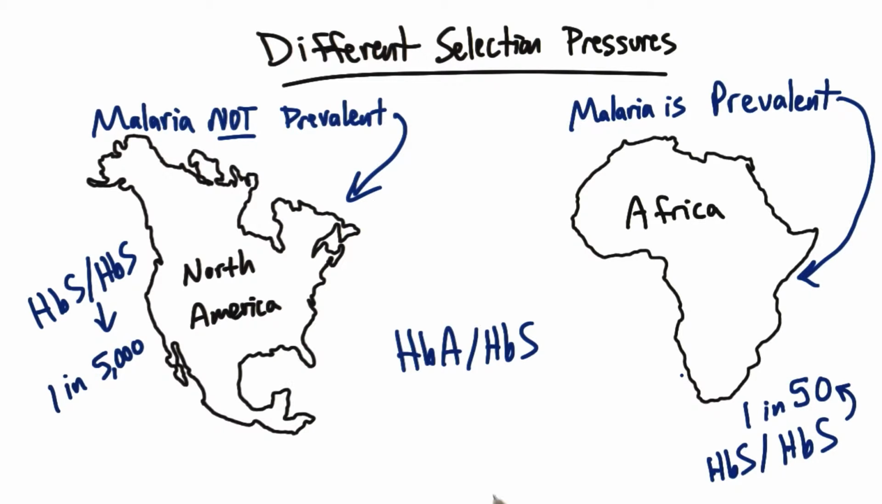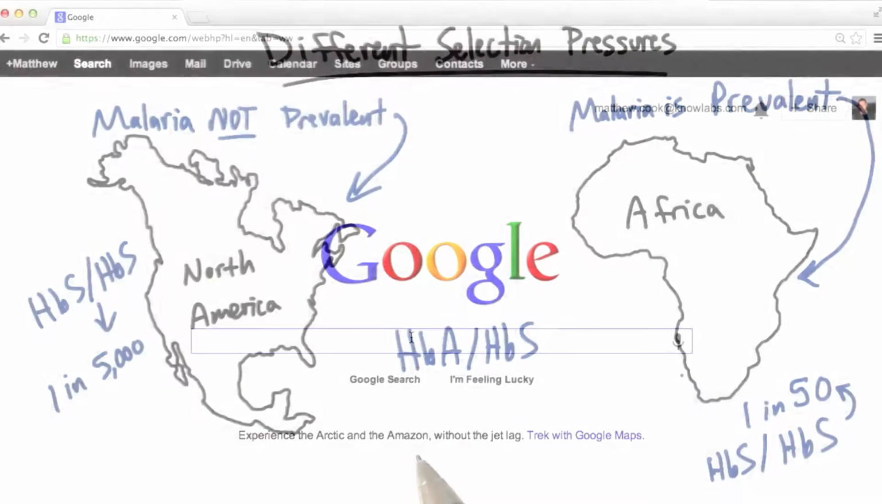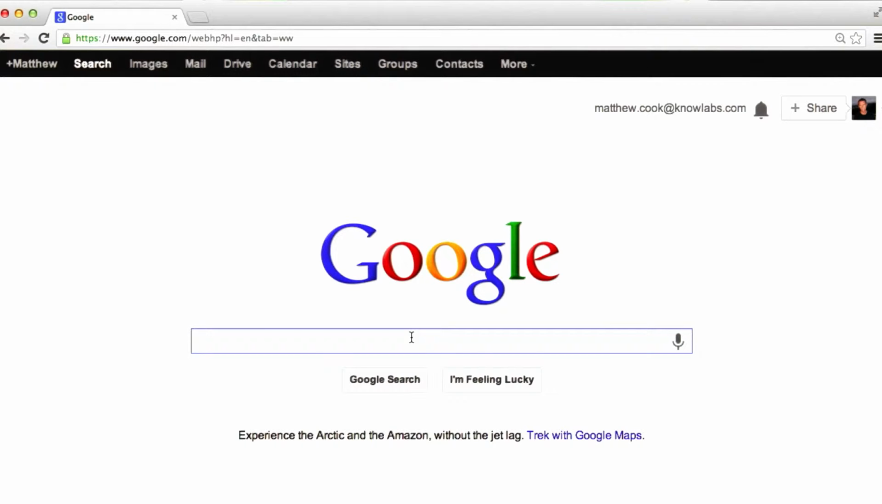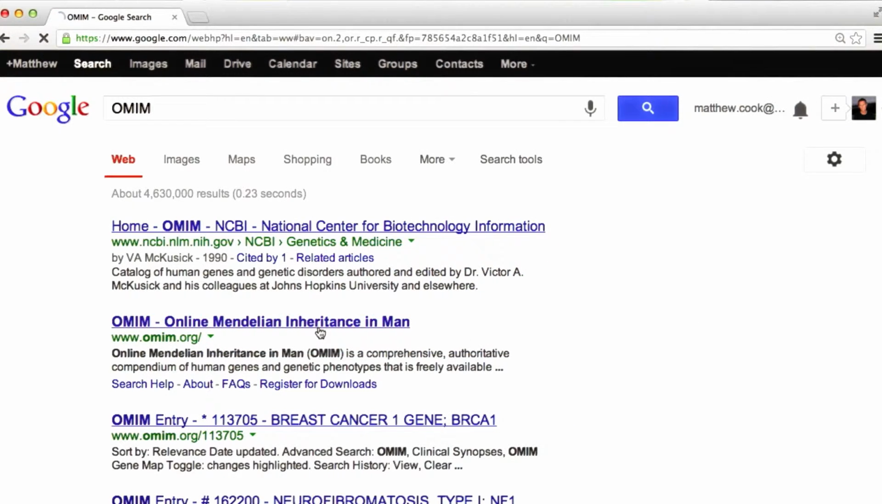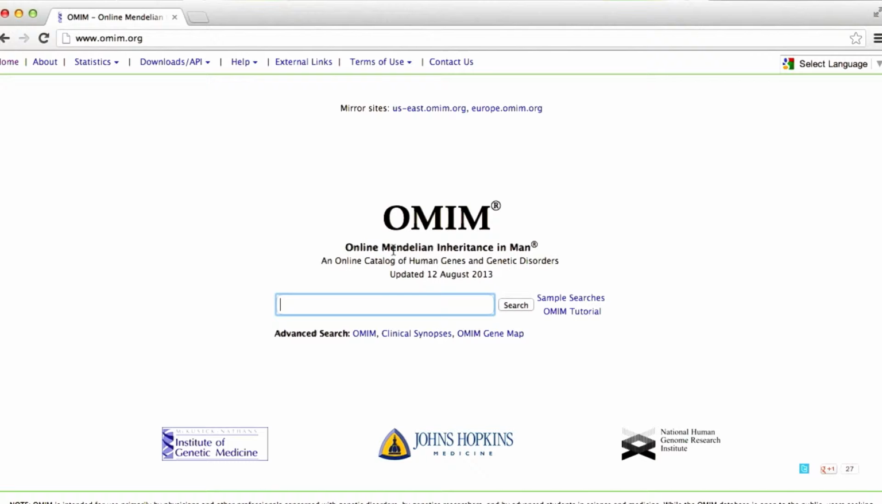So obviously understanding how and why certain alleles exist and cause traits in a population is a detailed adventure that requires a lot of investigation. There's actually a great website out there to help. It's called OMIM, or Online Mendelian Inheritance in Man.